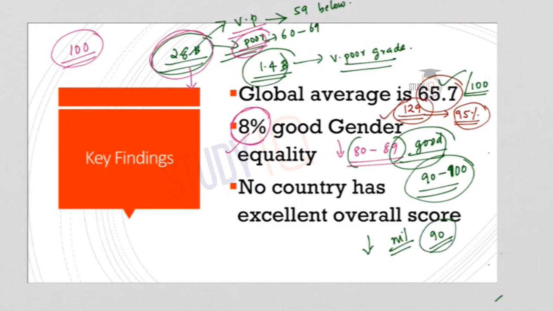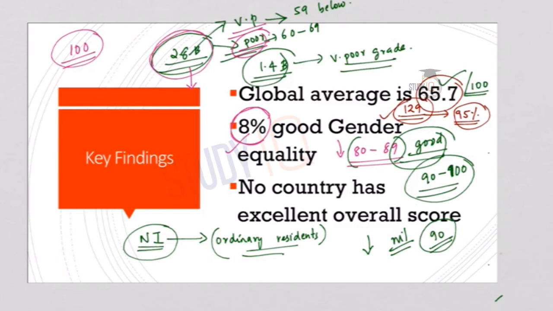Now another interesting finding is that not all countries' scores on the index correlate with national income. Now what is national income? National income of a country is the income generated by the ordinary citizens or ordinary residents of a country. So there is lesser correlation with the national income. For example, if a country has higher national income, it doesn't mean that the performance of the country with regard to gender equality is also high.